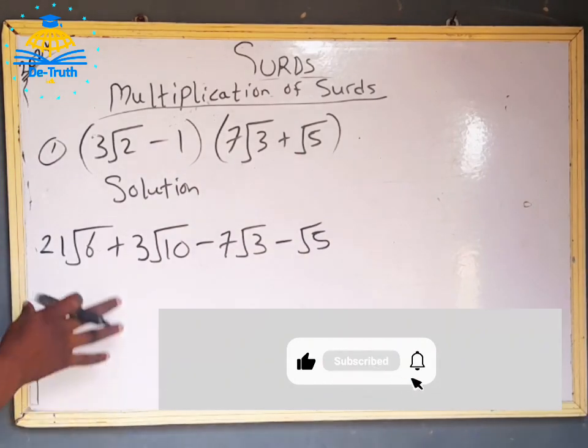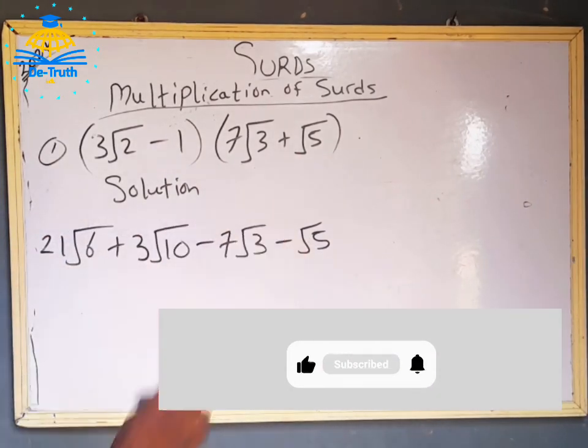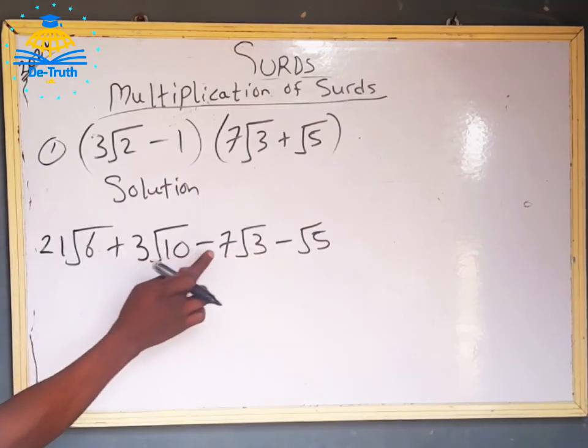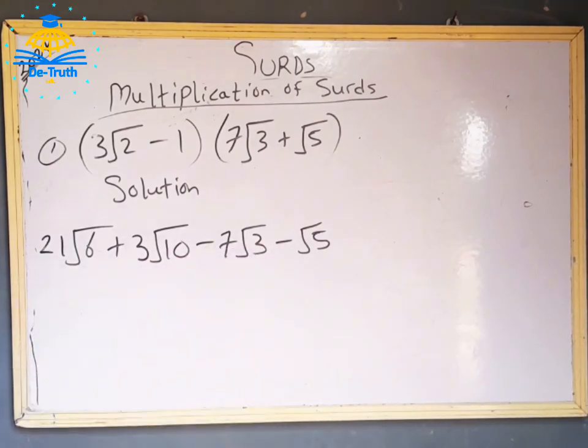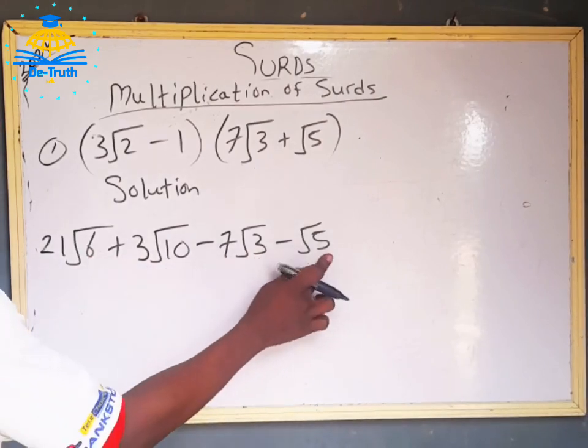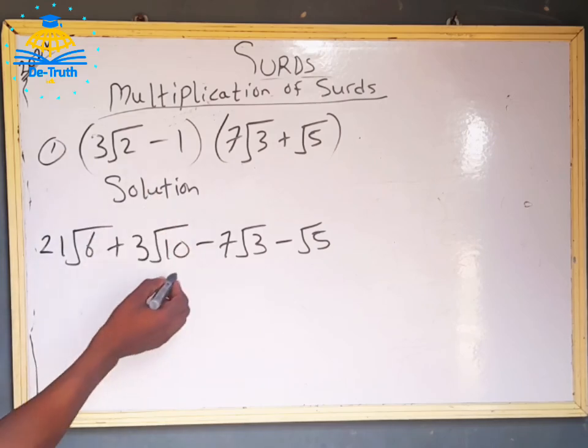Can we add together here, because now we have addition and subtraction? We have root 6 here, root 10 here, root 3 here, root 5. They are not similar, so we just leave our answer.